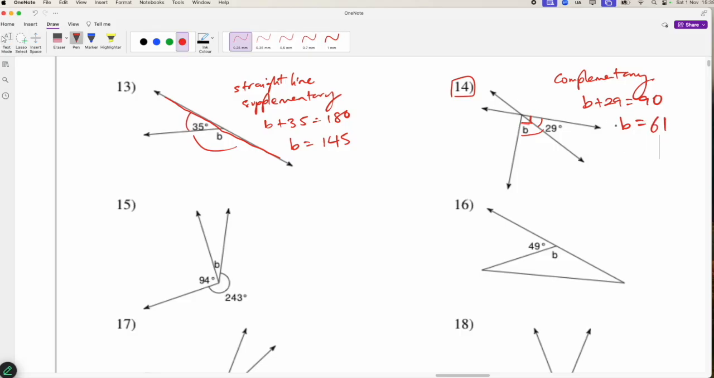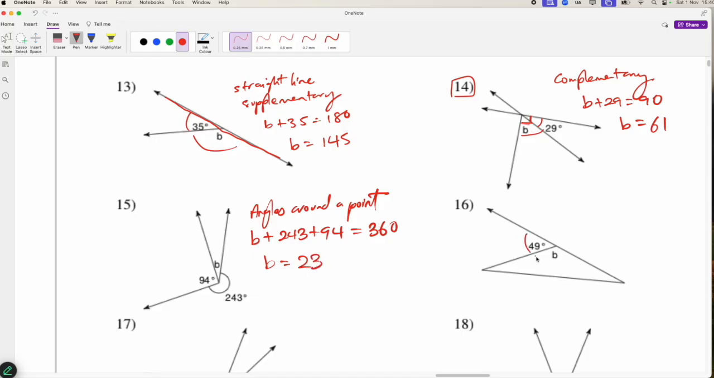Thank you very much, Jabari. I appreciate the participation. Somebody work out this one for me. This is angles around a point, and with angles around a point, we're dealing with B plus 243 plus 94, all adding up to give you 360. This plus this plus this. I got B is equal to 23. 23, yeah.